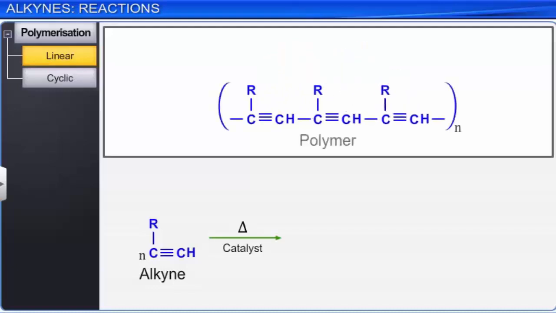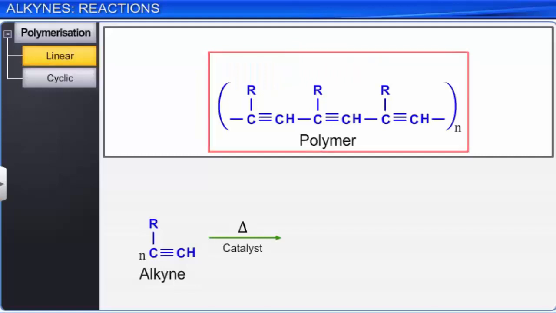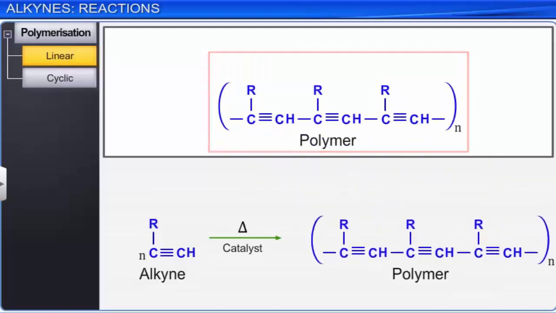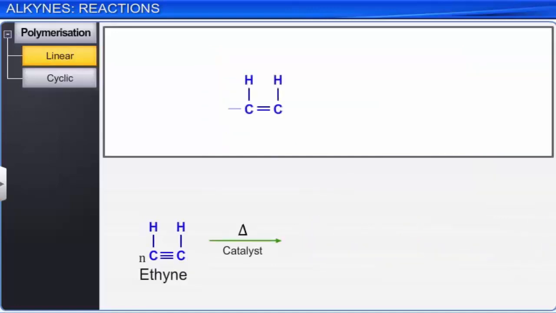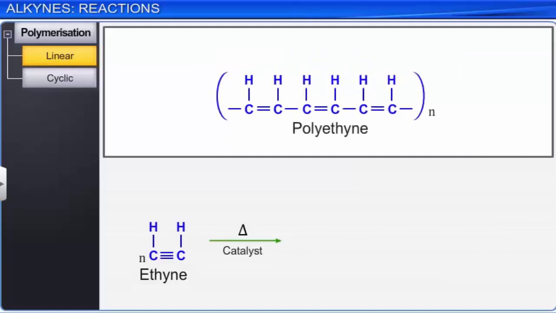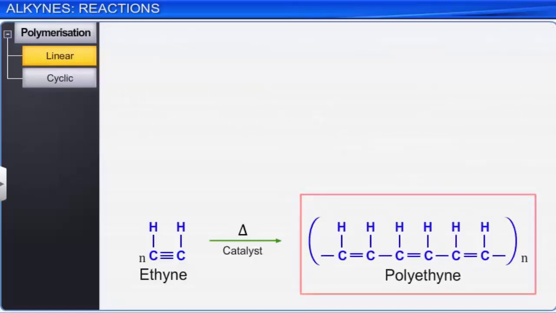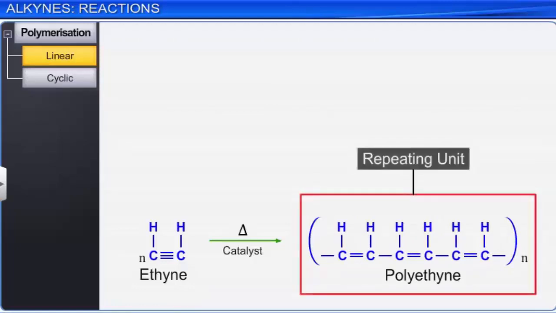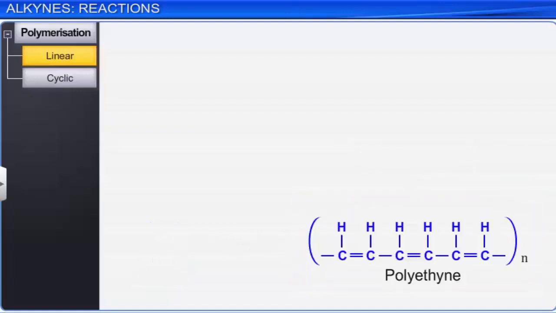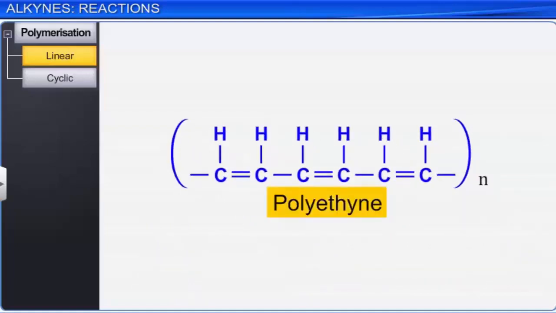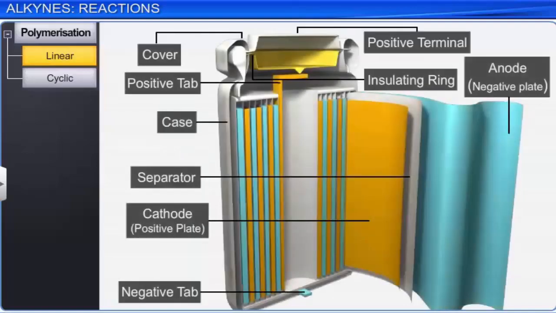In linear polymerization, the alkyne molecules form a long-chain polymer. For example, linear polymerization of ethyne produces polyacetylene or polyethine. Polyethine is a high molecular weight polyene which consists of repeating units as shown here. The polyethine molecule is represented as shown. It conducts electricity under special conditions. This is why a thin film of polyethine is used as an electrode in batteries.